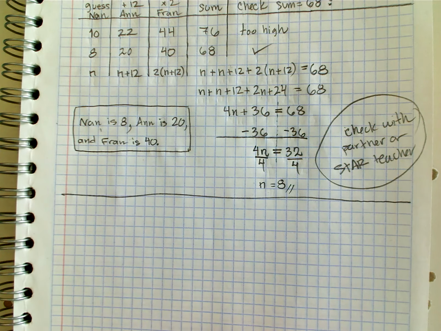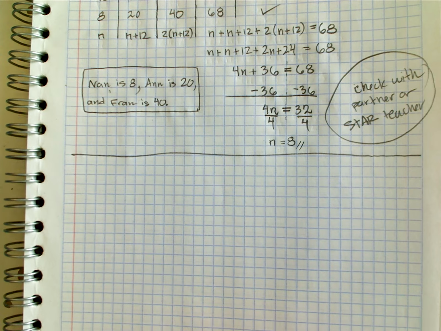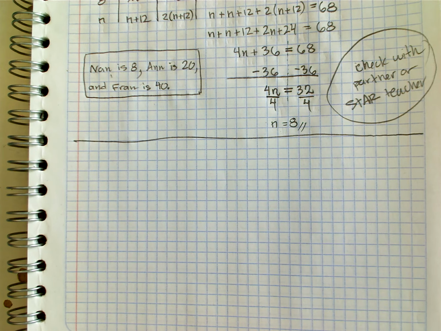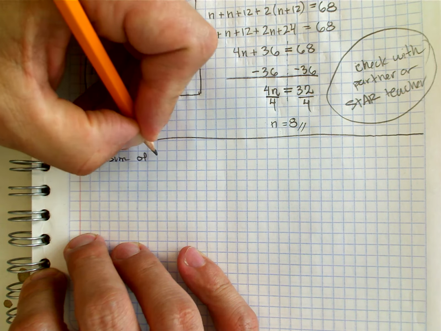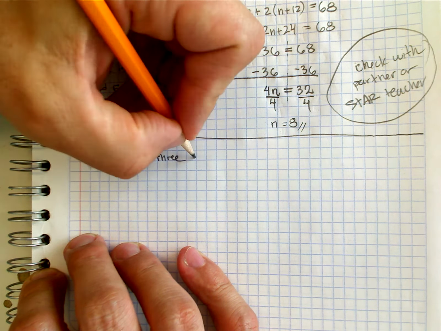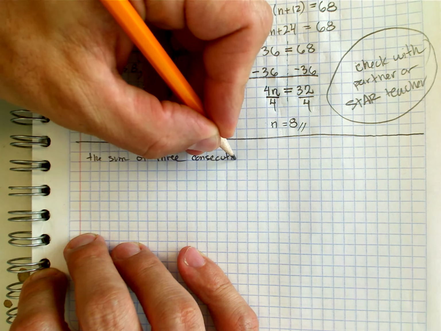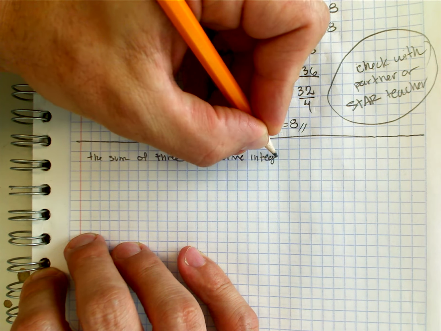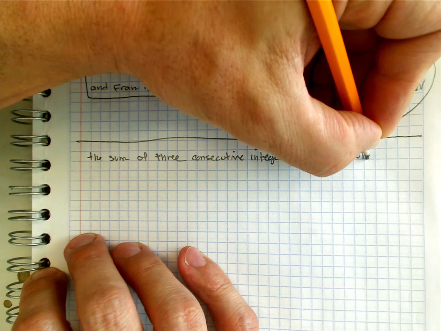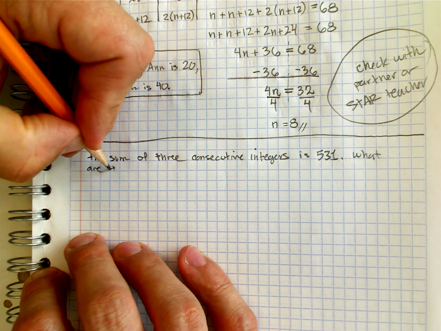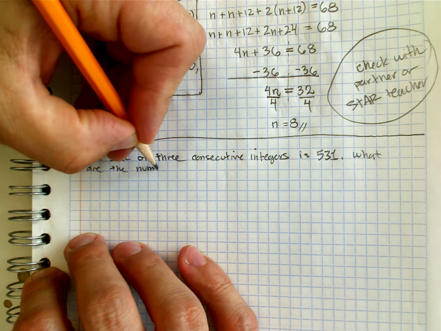Now, the second problem in the slides, I'm going to do just to give another example. And it says the sum of three consecutive integers is 531. What are the three numbers? So again, I'm going to write that down. The sum of three consecutive integers is 531. What are the numbers?